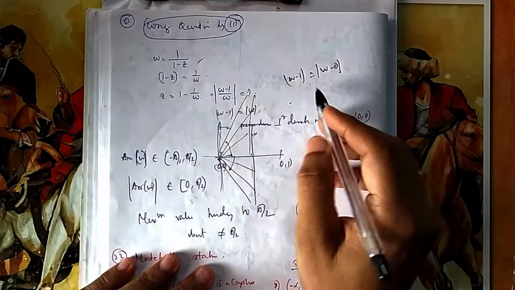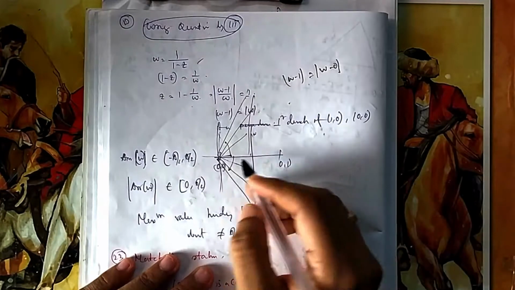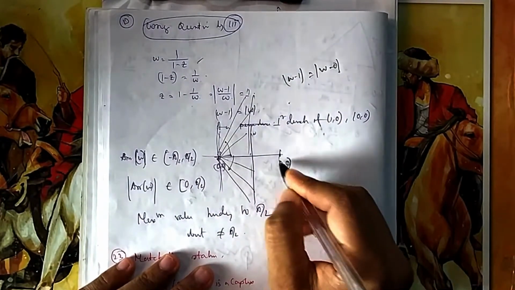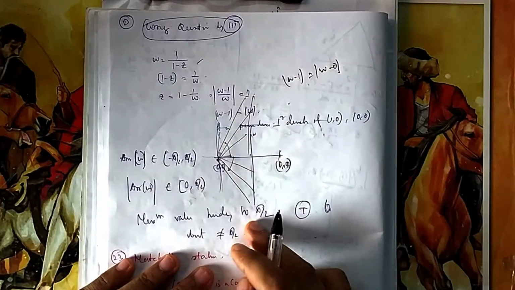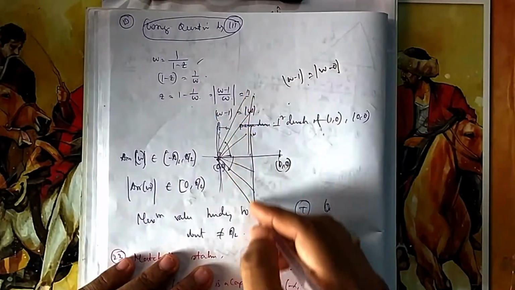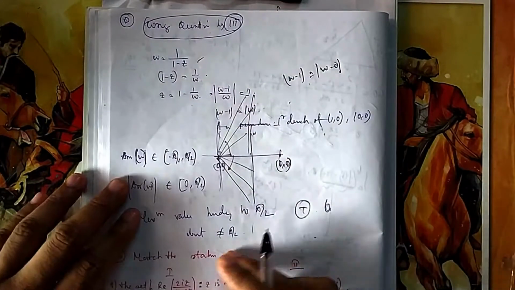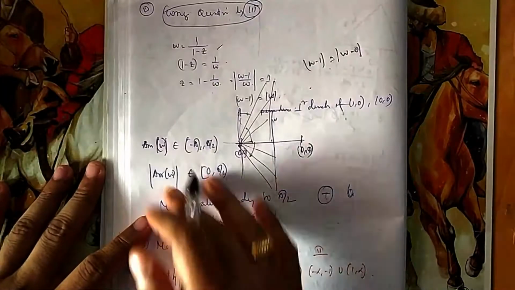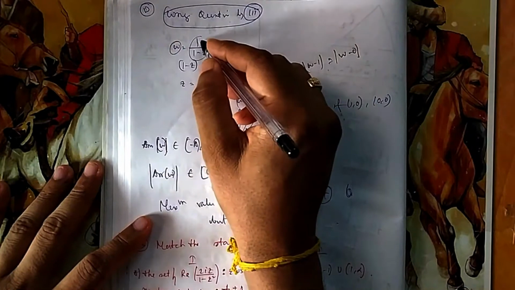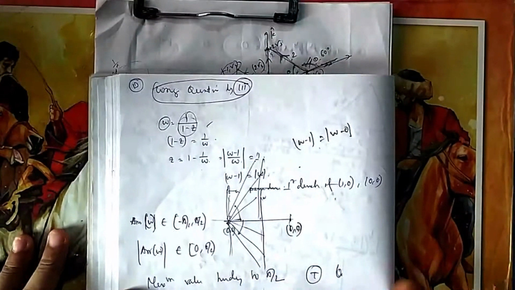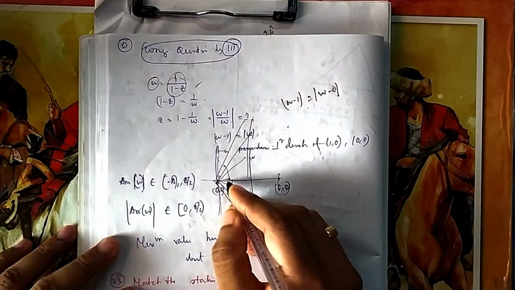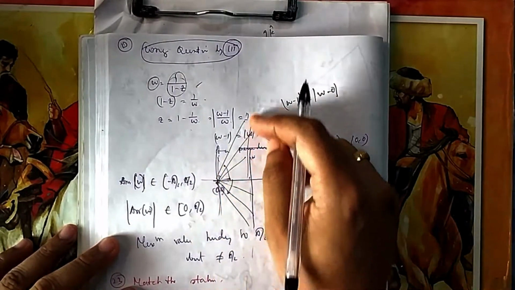So now you can think, that means mod of omega minus 1 is equal to mod of omega minus 0. What does this mean? The distance from (0, 0) and the distance from (1, 0) should be equal, that means it is the perpendicular bisector of these two points. So your omega lies on this line from infinity to infinity. Now they are asking for the maximum value of the argument of omega. Because we have taken this omega, the argument of this one is nothing but the argument of omega.